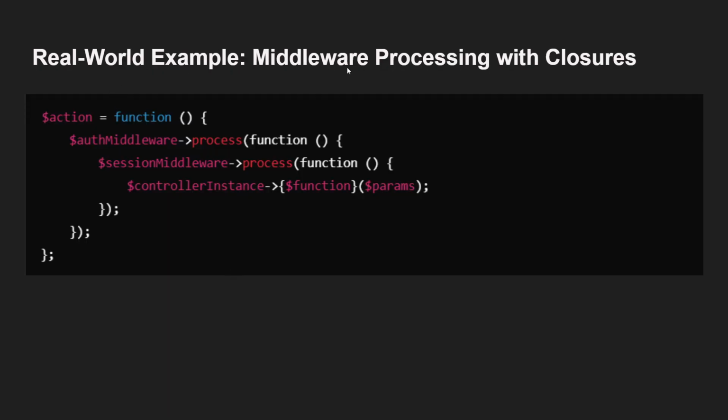Now, real world example, middleware processing. So this is what it looks like. I'll give you the visual representation here. So we have a variable action and assign an anonymous function to it, which becomes a closure. In this function, we have an auth middleware using a method process that will pass another function. In that function, we have a session middleware that calls the process method, passes another function, and inside the function, we have a controller instance calling the action and passing parameters if you have any.